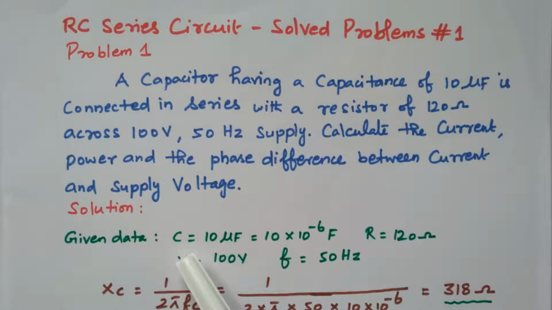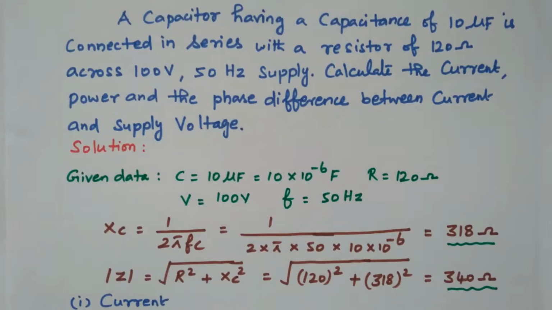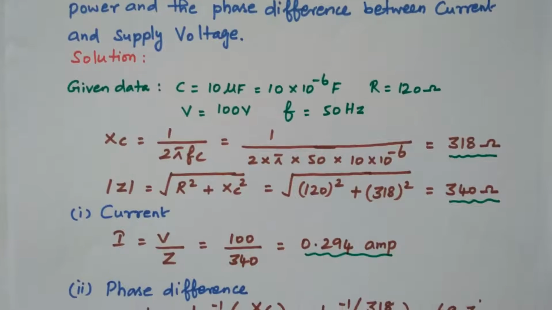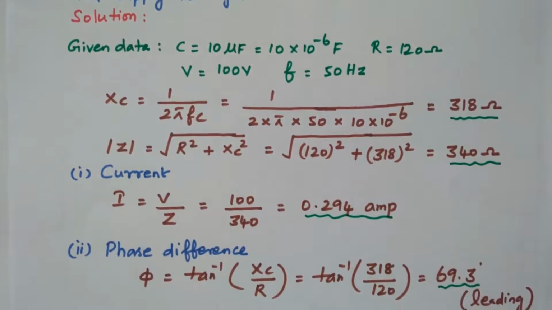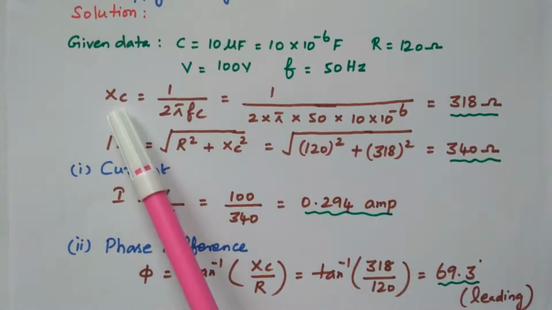So the given data is capacitor equal to 10 microfarad, that is 10 into 10 to the power minus 6 farad. Micro means 10 to the power minus 6. The resistor value is 120. The supply voltage is 100, the frequency is 50 hertz. So before finding the values, first we will find the capacitive reactance, Xc.